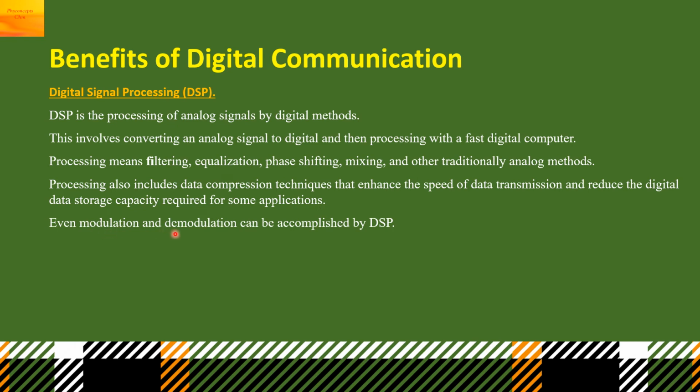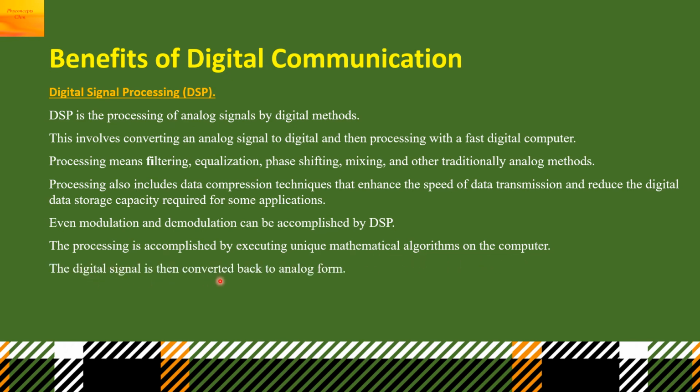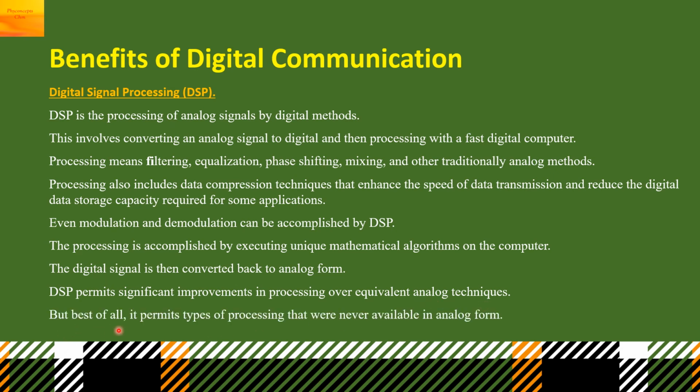Even modulation and demodulation can be accomplished by digital signal processing. The processing is accomplished by executing unique mathematical algorithms on the computer. The digital signal is then converted back to analog form. DSP permits significant improvements in processing over equivalent analog techniques. But best of all, it permits types of processing that were never available in analog form.